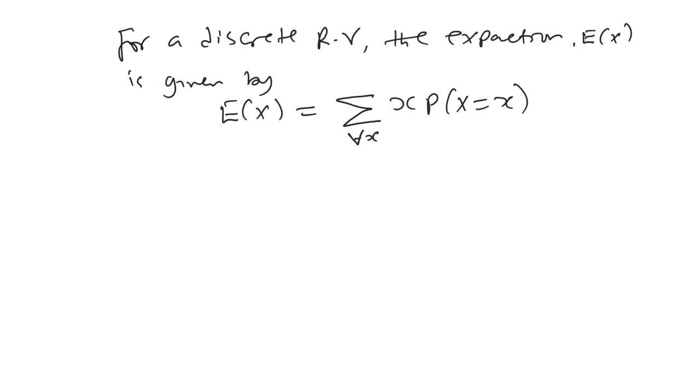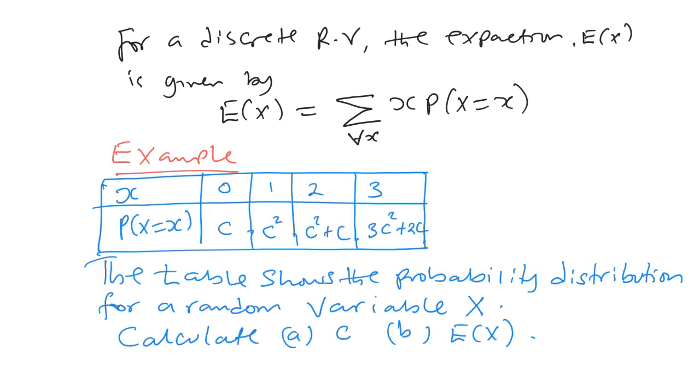Before we move on to discuss what I want us to talk about today, I want to give you an example about this. They have given us information in a table form, and they are saying the table shows the probability distribution for a random variable x. The question is: calculate A, the value of C, and B, the expectation.